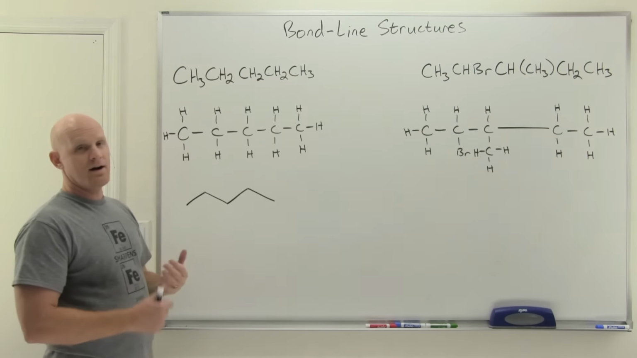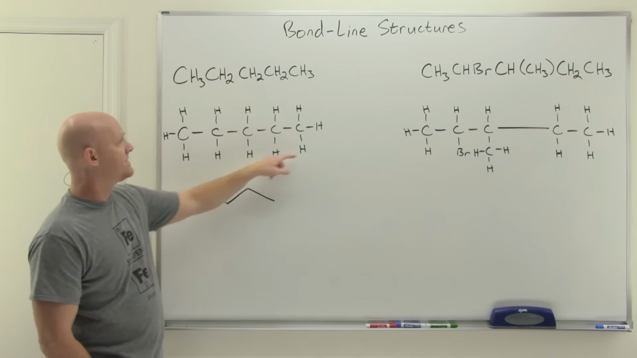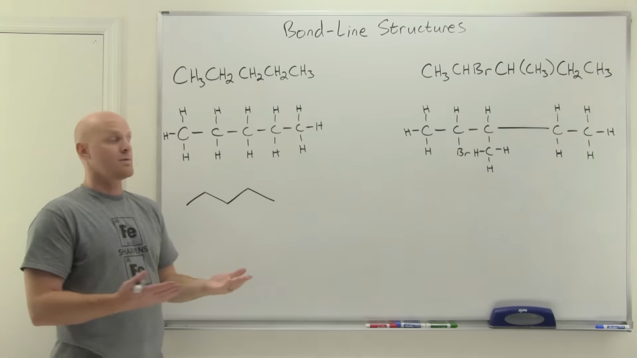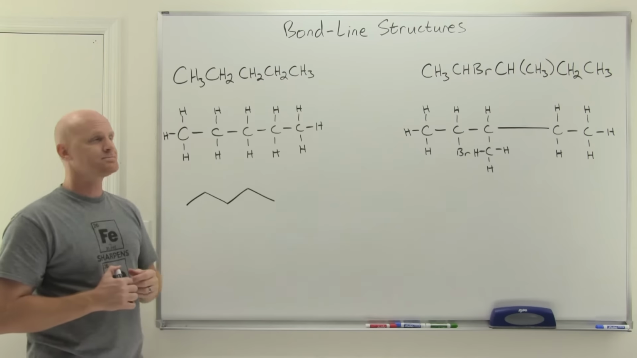They're there by default as the vertexes that are not labeled. And then we don't have to draw any of these hydrogens in because those hydrogens are all bonded to carbon. This actually is the entire bond line structure.